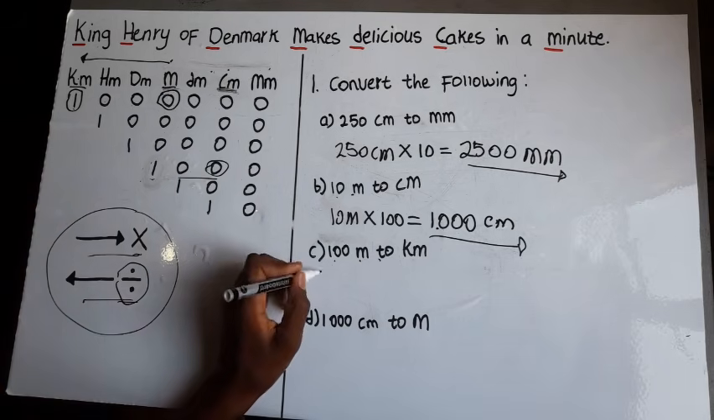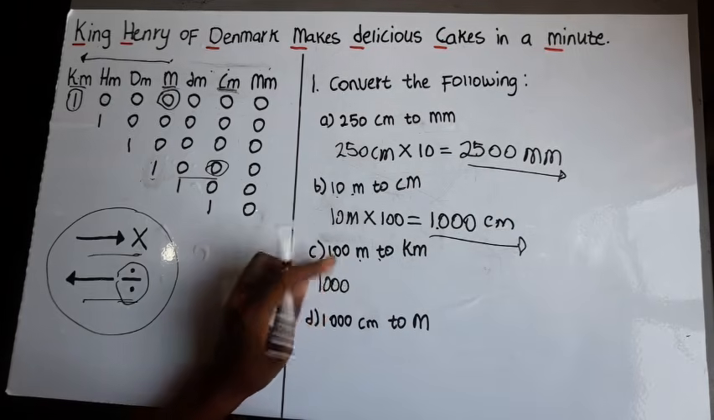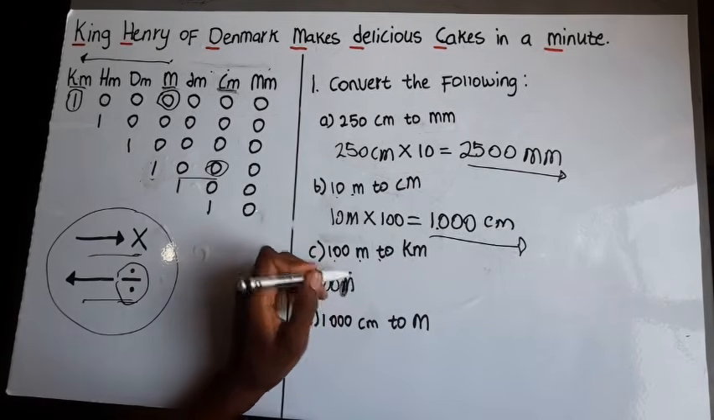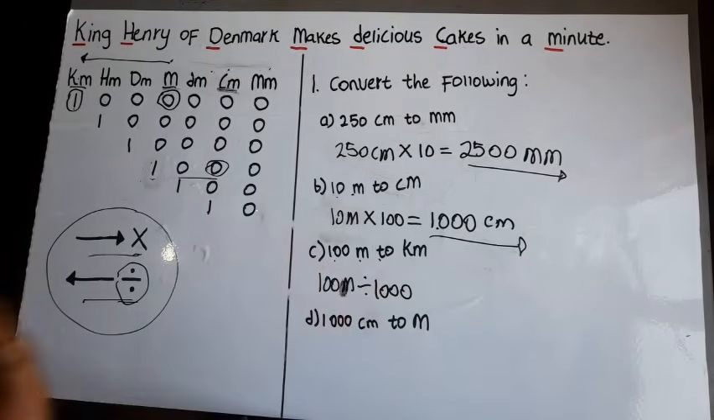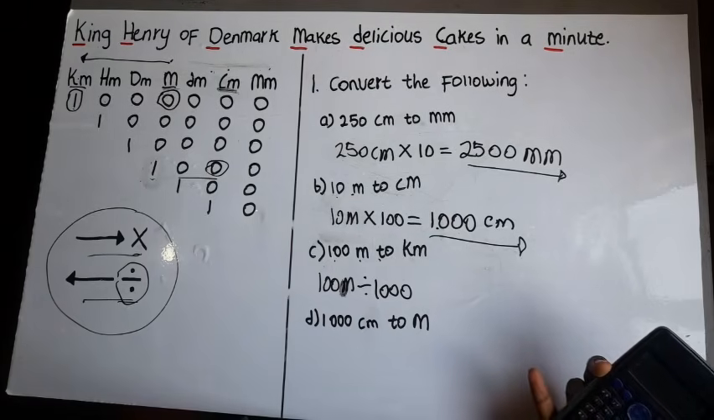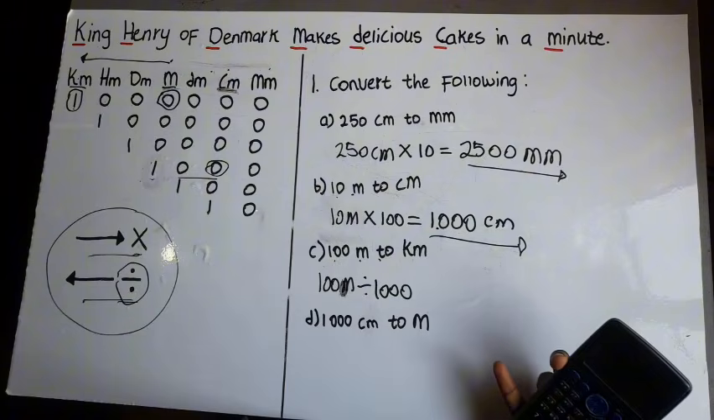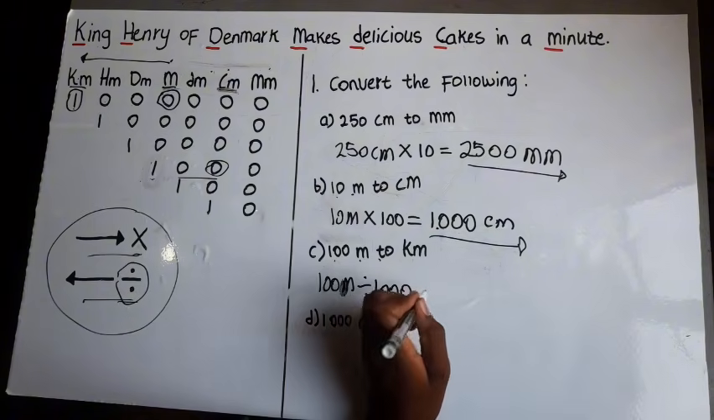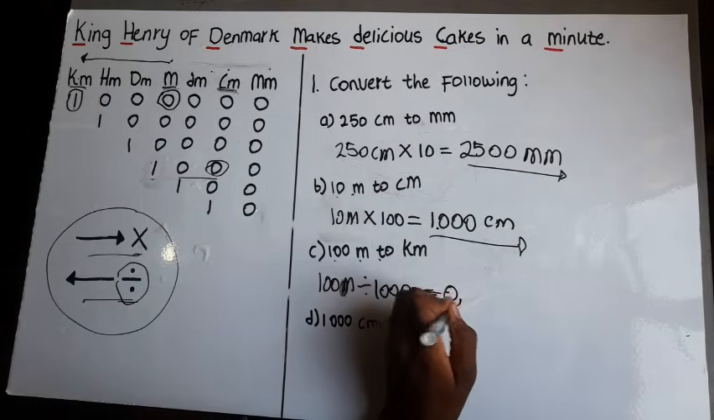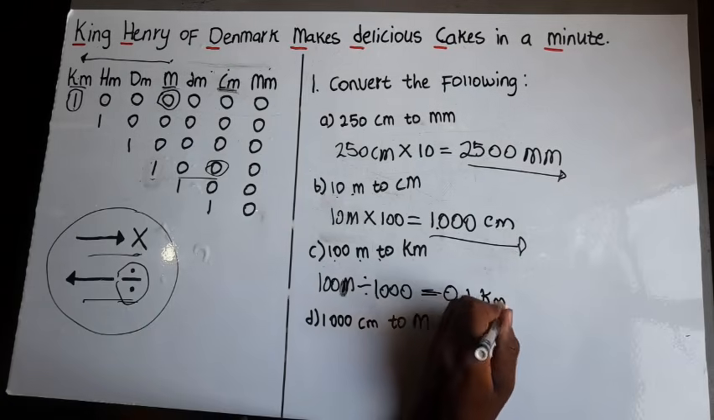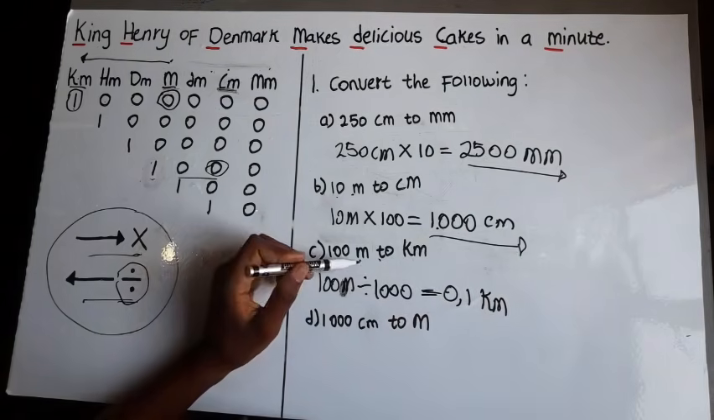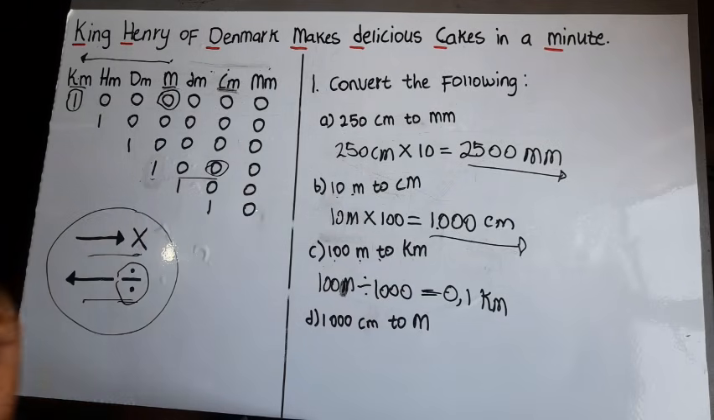So we're just going to say 100 meters divide by 1,000 units. So it is going to be 100 divided by 1,000, and that gives us 0.1 kilometers. So that means that 100 meters is equal to 0.1 kilometers. So that is how we convert from meters to kilometers.